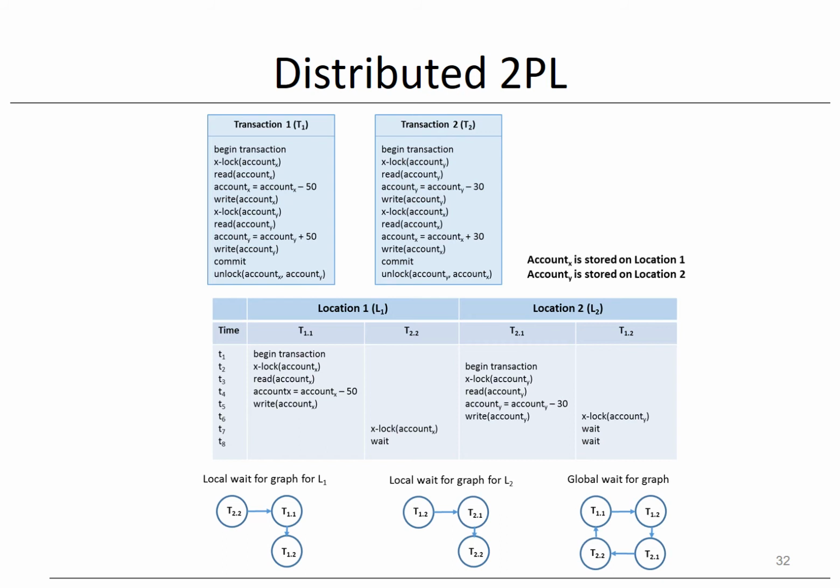Although the schedule complies with 2PL, a global deadlock will occur. Whereas there are no cycles in the respective local wait-for graphs, the global wait-for graph, which combines the local ones, does contain a cycle denoting a global deadlock.